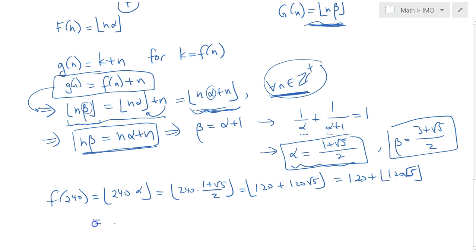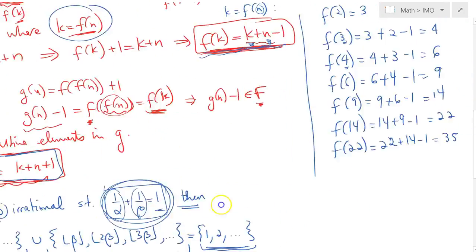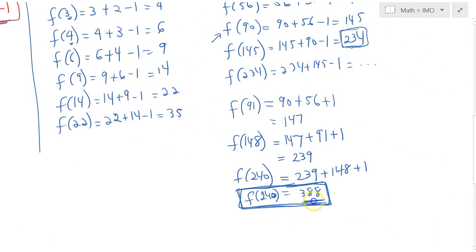Okay, so let's write that down. We have 120 plus, so this number is approximately equal to, if you use your calculator, 268.32. And so when I take the floor of this, it would be 120 plus 268, which brings us again to our result, 388, as we have found in our previous solution.